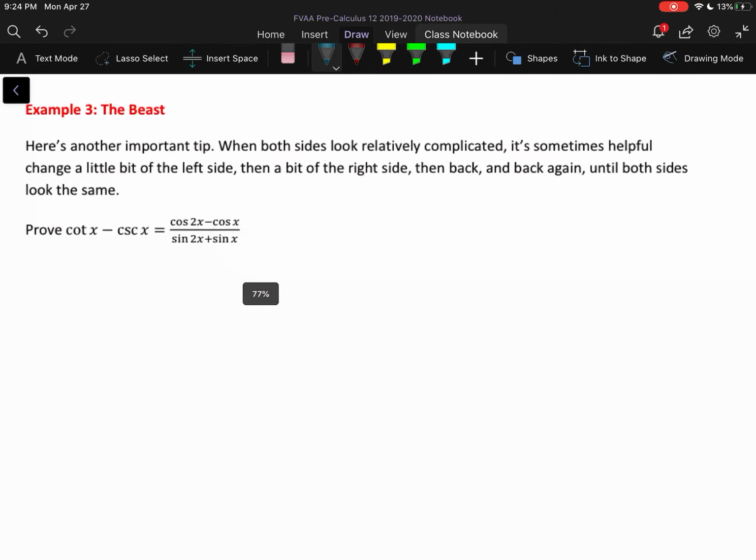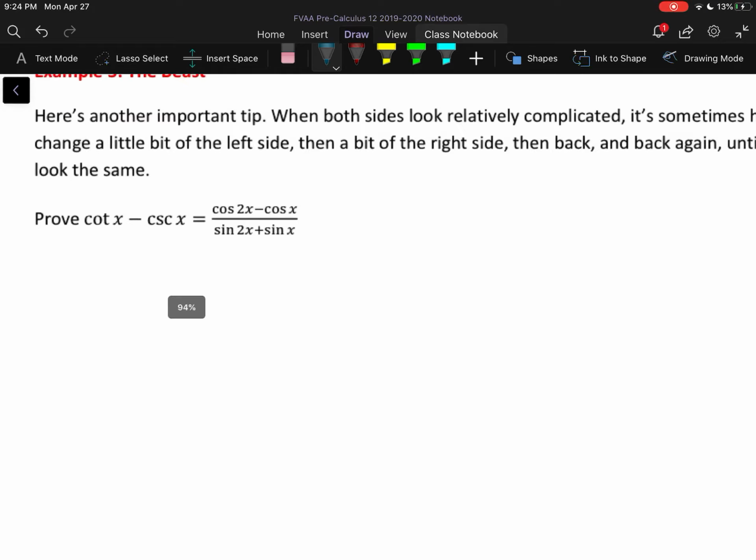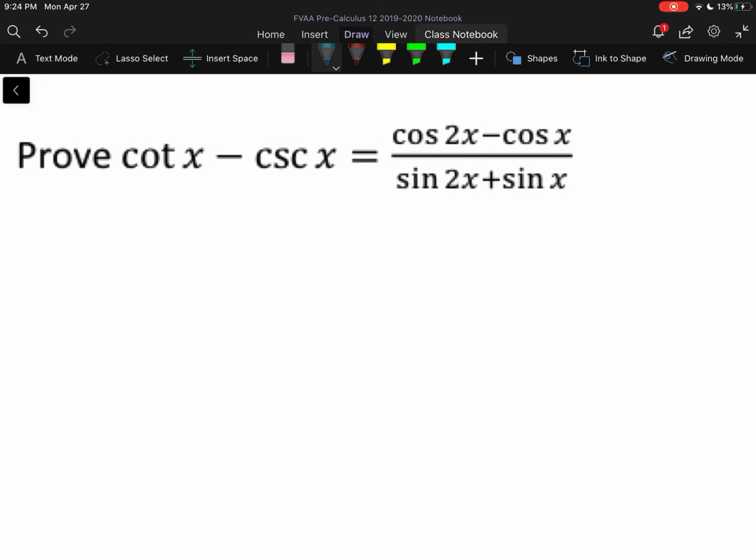So another pro tip here, when both sides look relatively complicated, it's sometimes helpful to change a little bit on the left side, then a bit on the right side, then back again, and then back again until both sides look the same. Okay, and we kind of saw that approach in the last question. You'll see that approach again in this section. So first thing, again, we want everything to be cosines and sines.